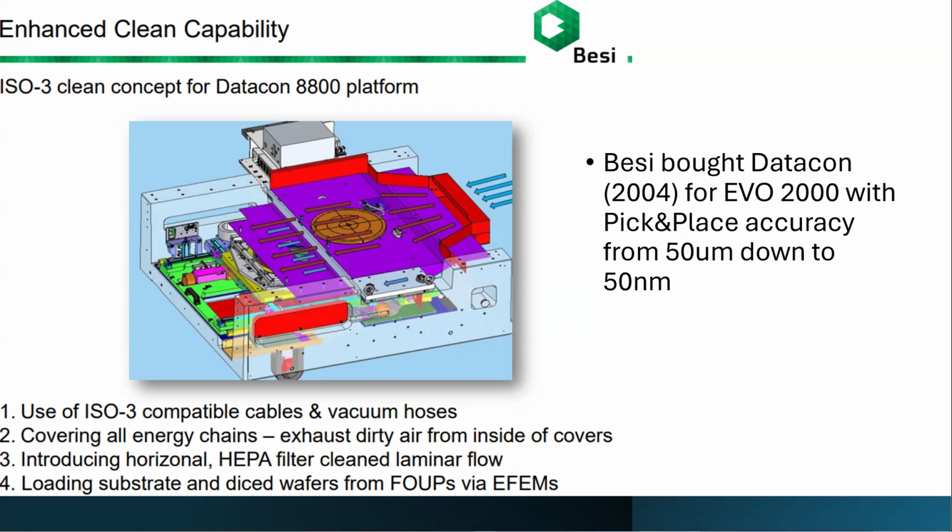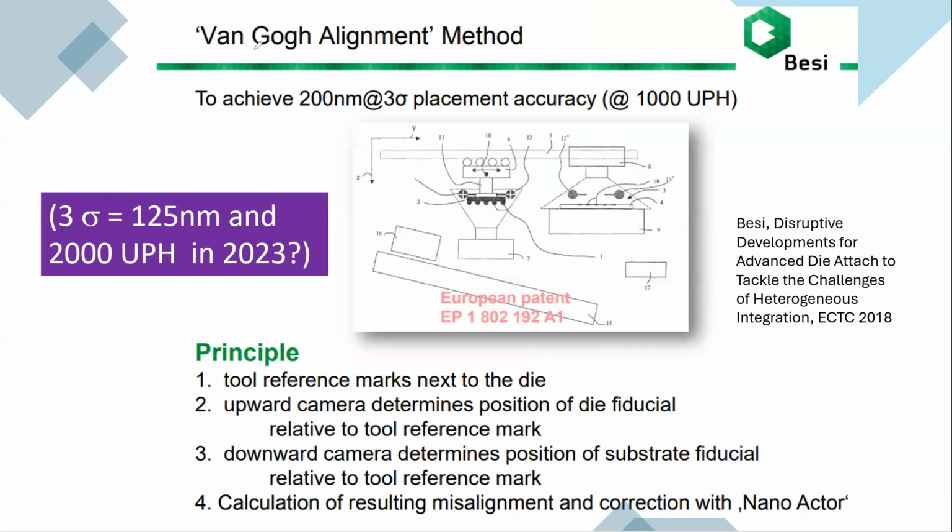Okay. And additionally, they have a special patent called Vanguard alignment. This is their patent. And this one is kind of disruptive because it could place the die very quickly. And they claim the Three Sigma is 125 nanometer. And then they could do it at 2000 units per hour, right? I think it's been achieved. That's their goal. Okay.